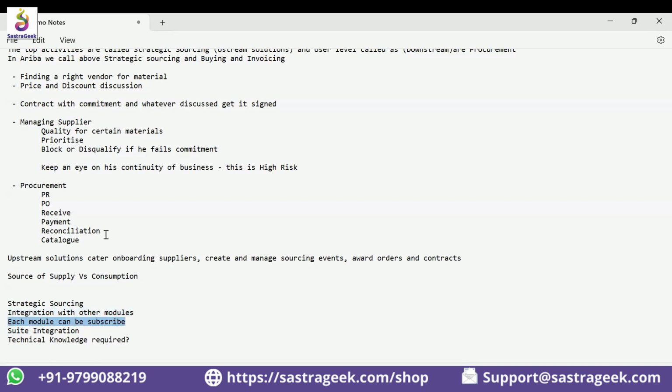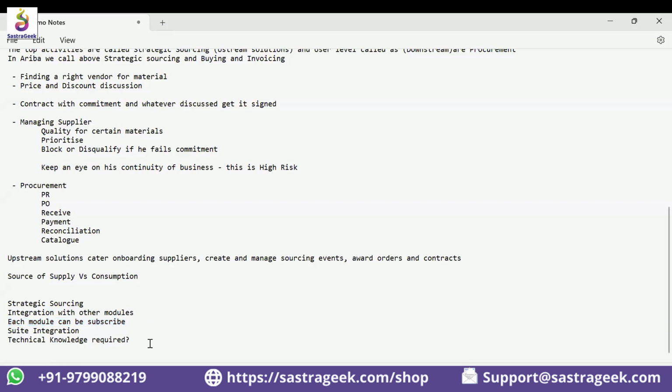Or you can also use suite integration, which is nothing but subscribing to all the modules of Ariba functionality. Or you can go ahead only with the sourcing, contract, SLP, and the rest of the procurement activities you might perform in your S4HANA. That is still possible. That is also allowed.